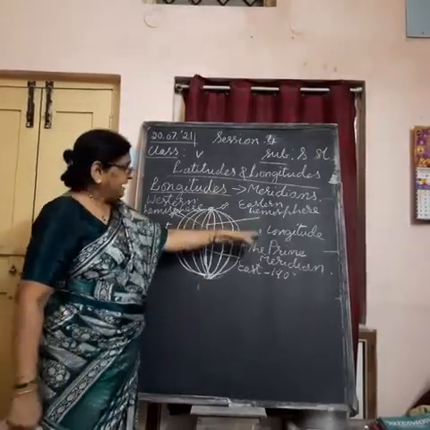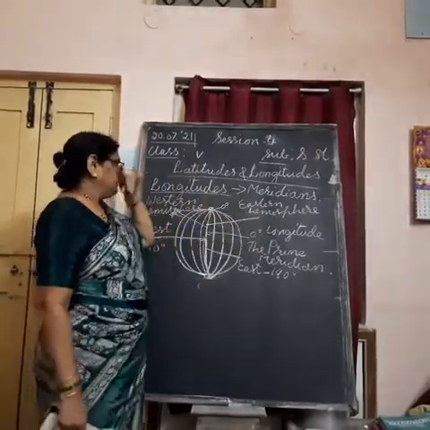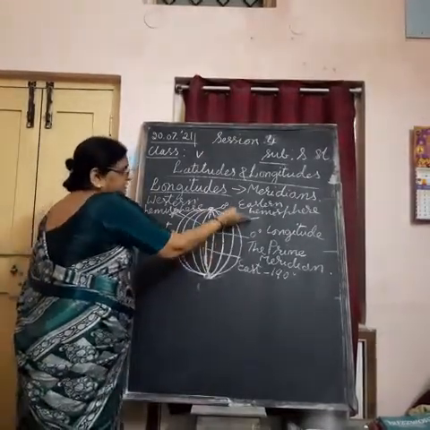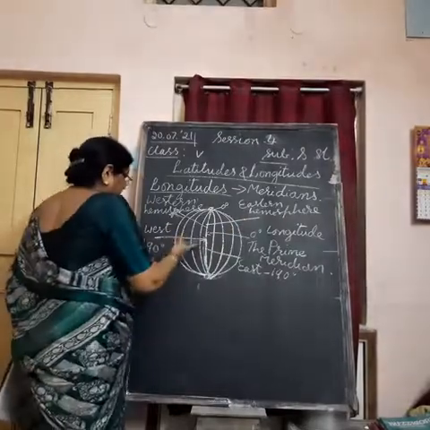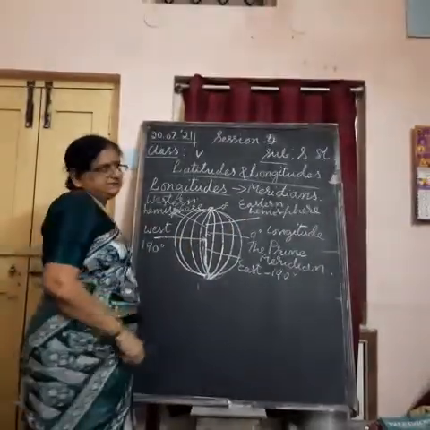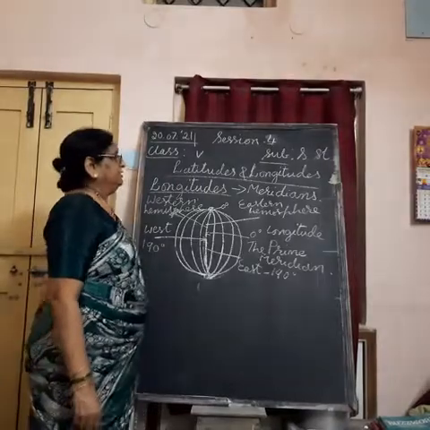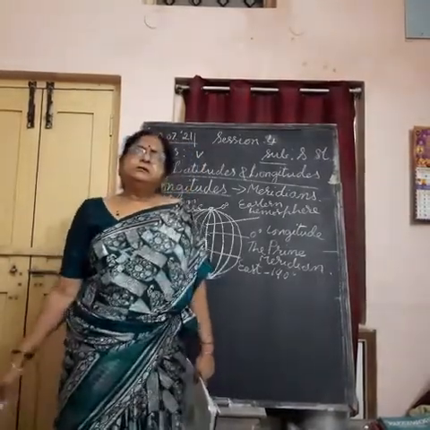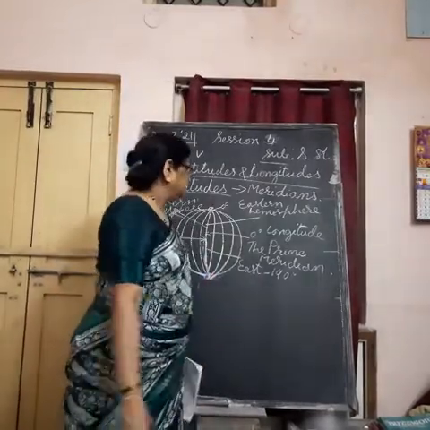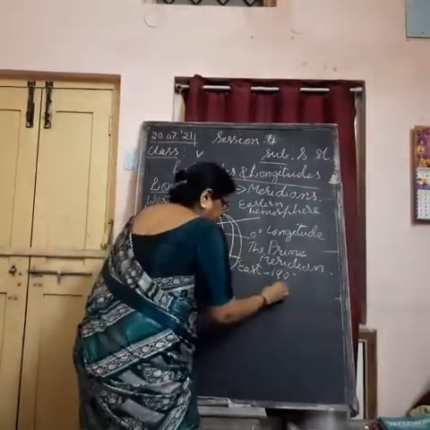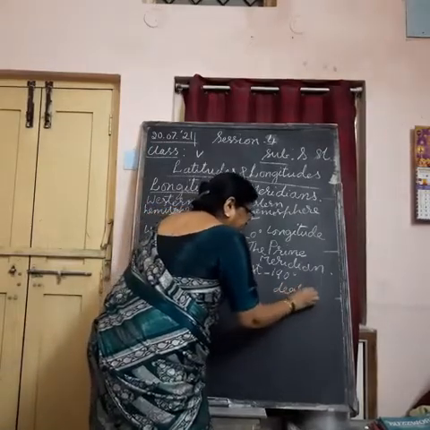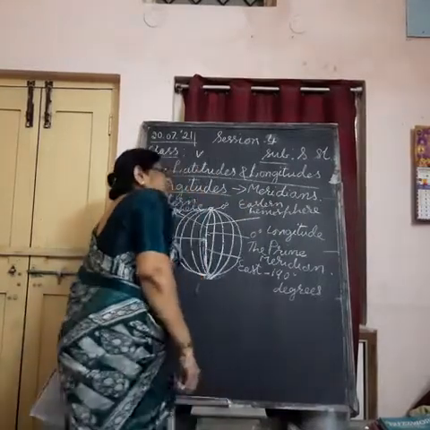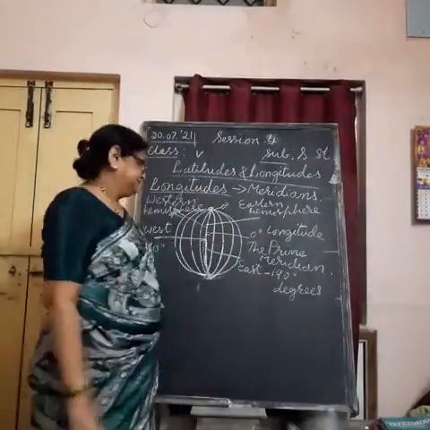In the same way, the prime meridian or 0 degree longitude divides the earth into two equal parts. From 0 degree to the east is called the Eastern Hemisphere. From 0 degree to the west, it is called the Western Hemisphere. Okay, and like the latitudes, even longitudes are also measured in degrees.